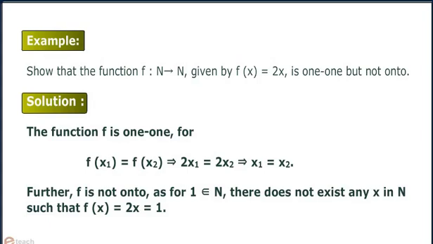Further, f is not onto as for 1 belonging to N, there does not exist any x in N such that f(x) is equal to 2x is equal to 1.